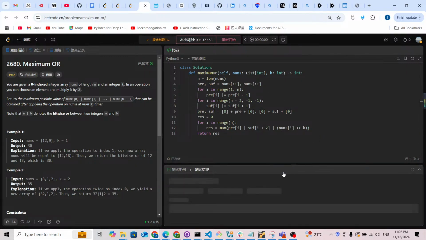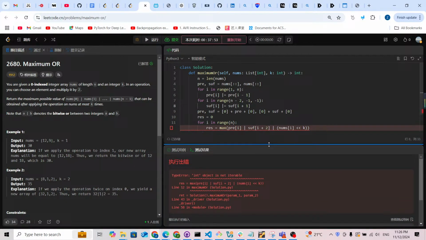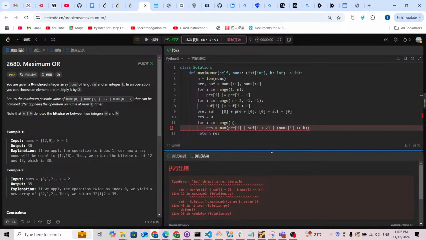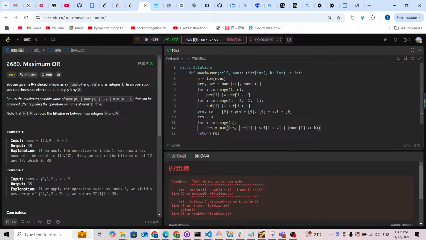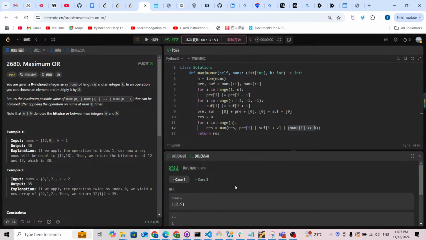Now let me just run it to have a rough check. I did something wrong: int object is not iterable. Let me check what I did wrong. Because I didn't use the result, it's going to be the maximum of the result with this expression: the prefix sum and the suffix sum OR our number left shifted k bits. Now, as you can see, it works. Now let me just submit it.